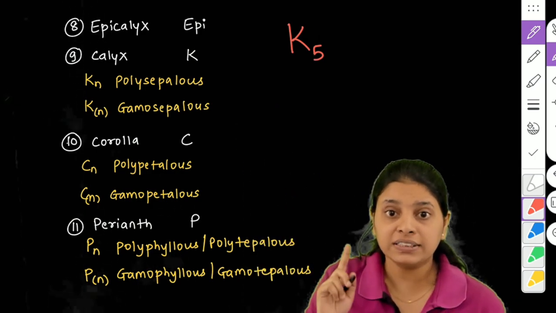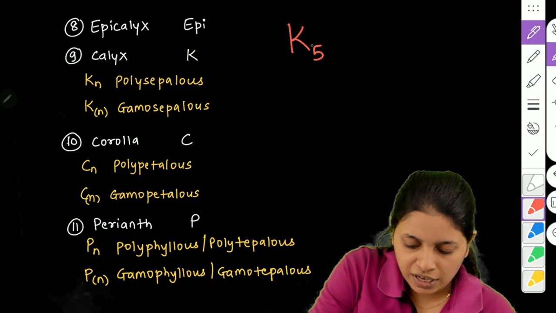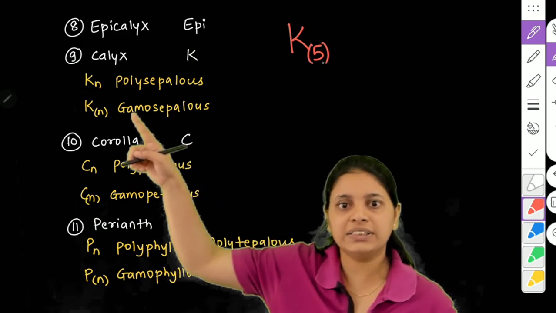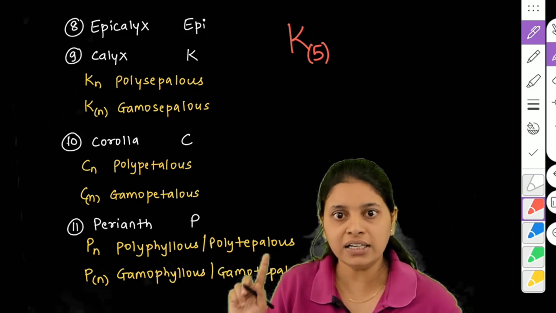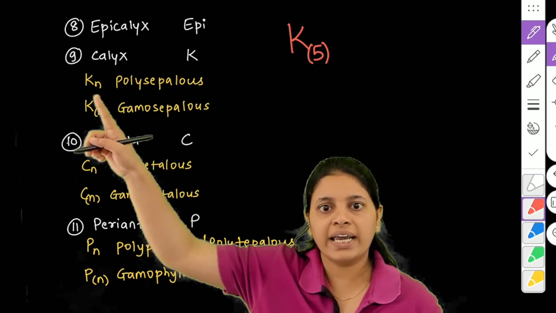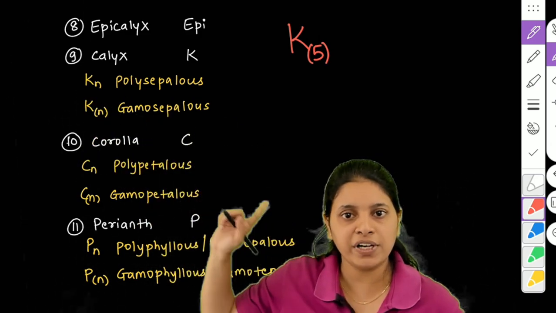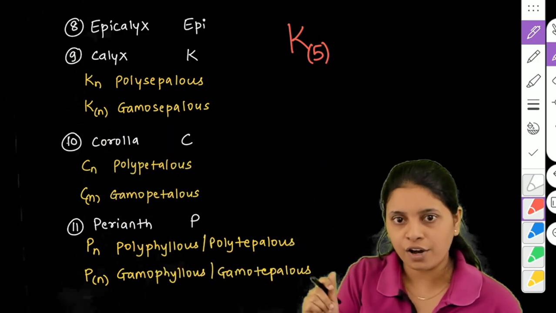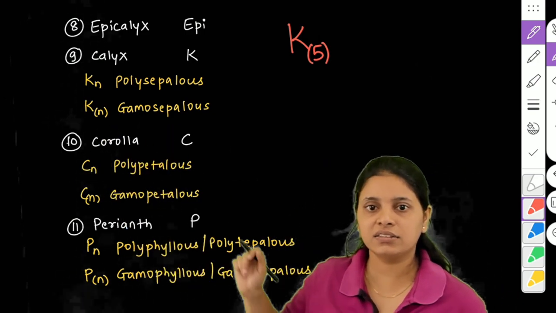But if the sepals are fused, then we will put a bracket over the number. As you can see, n is the number of sepals. So Kn means the sepals are free, and Kn with n in the bracket means the sepals are fused. Let's see the next symbol.